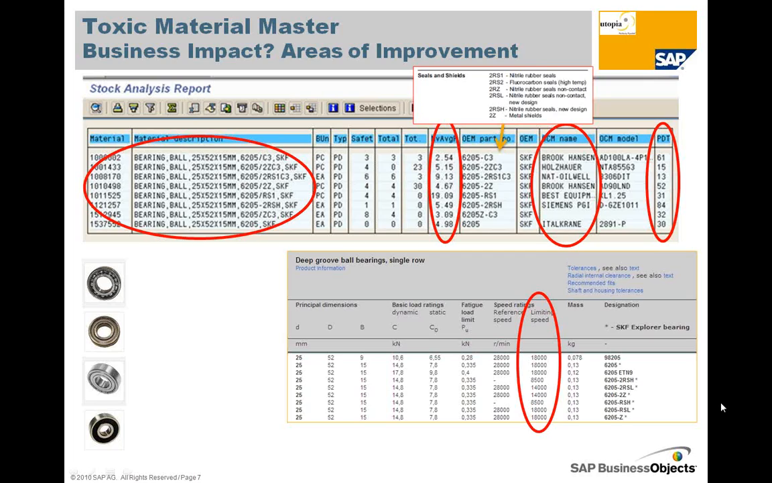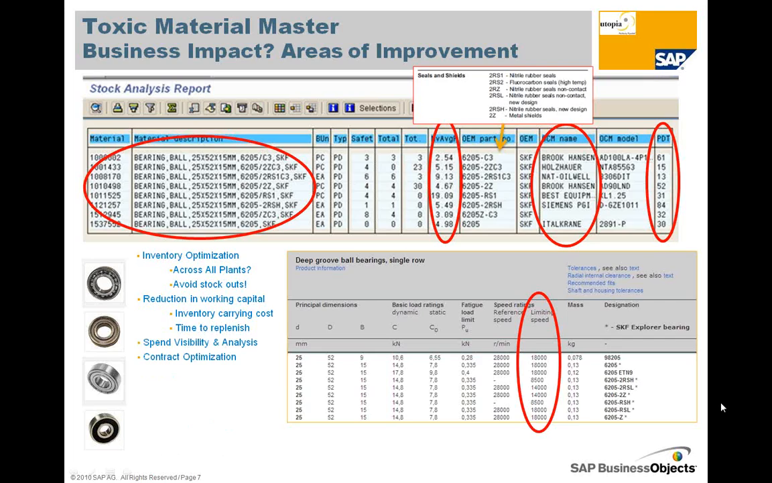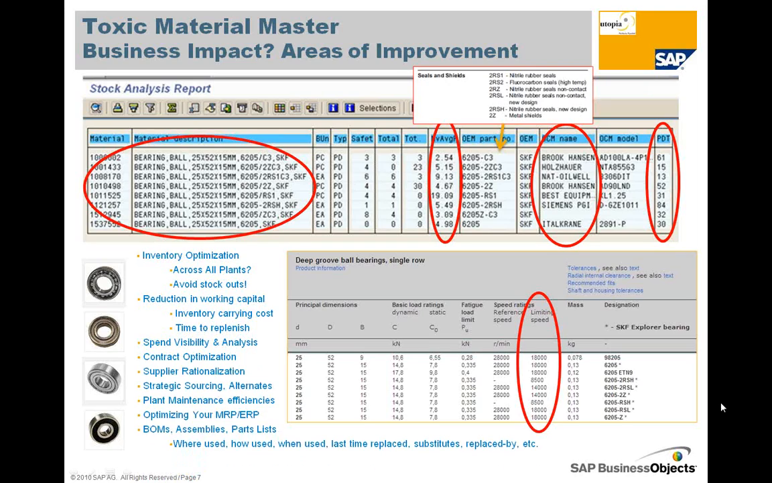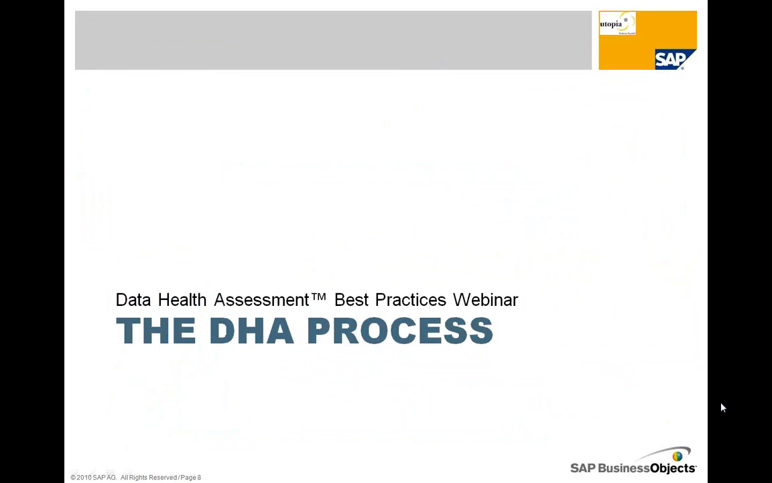So this kind of data may feed processes such as warranty parts management or spare parts management. But at the end of the day, it all comes down to inventory optimization across all of your plants, reduction in working capital, inventory carrying costs, spend visibility and analysis, strategic sourcing and alternates, plant maintenance efficiencies, and so forth. Now, I also want to point out that although we're showing a material master example, very similar analogies could hold true whether we were looking at vendor data or customer data. Next slide, please, Jody.